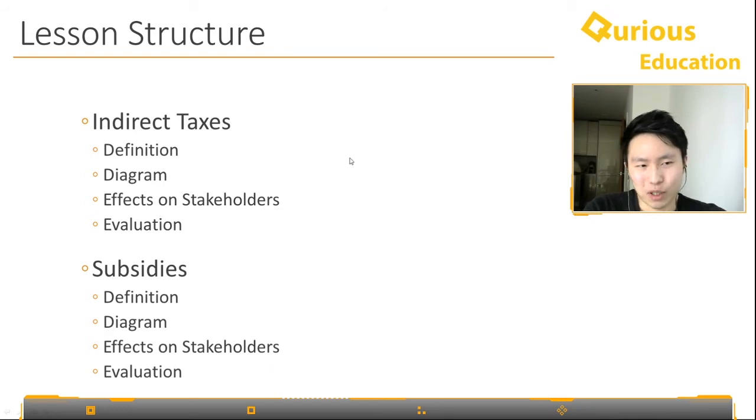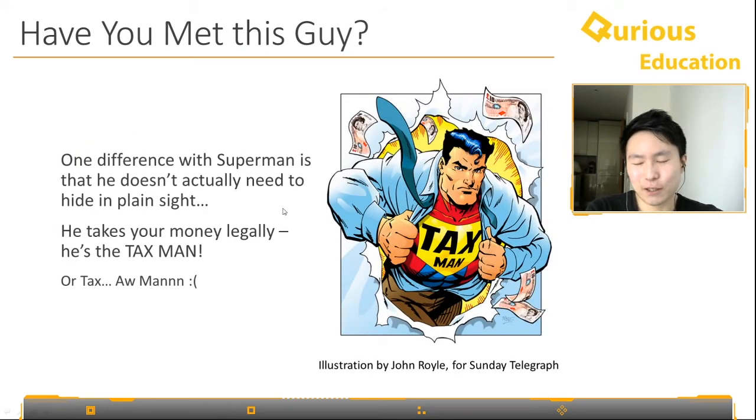First, of course, we want to know what taxes are, right? So have you ever met this guy? I don't think you guys have met him yet, because you guys are probably students and haven't really paid income tax before to the government. So this is the tax man. He's not very friendly, but he'll take your money legally, and he doesn't need to hide in plain sight like Superman, and he shall take what is his.